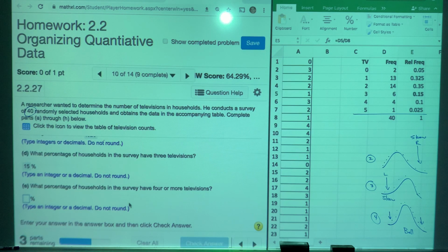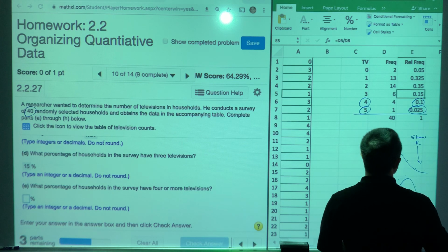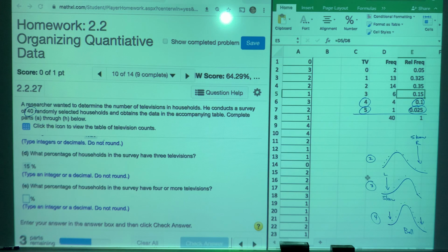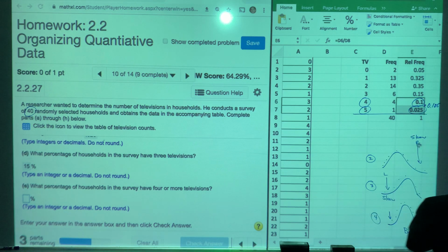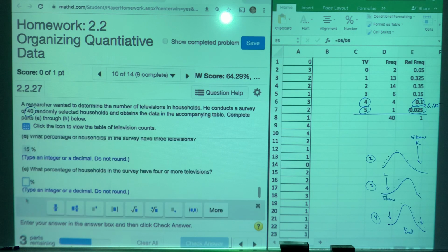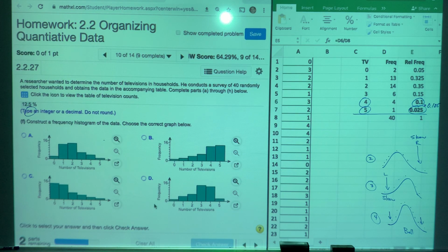Next one, what percentage of households have 4 or more? Okay, 4 or more. So what's 4 or more? Well, that means it covers the 4 and the 5, which is this one and this one. So 4 or more is both of those, so I want to add those two together. Together, they are 0.125. Well, what's 0.125 as a percent? 12.5%. Okay? And now, let's go find the picture that goes along with this.